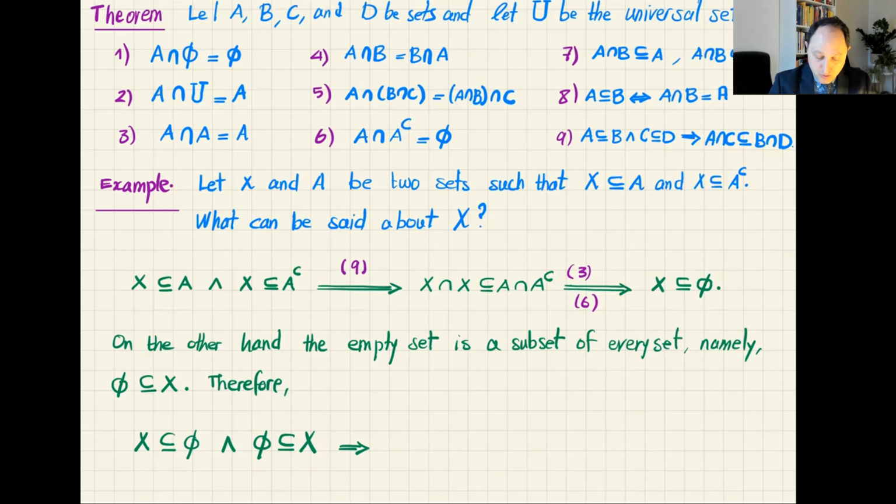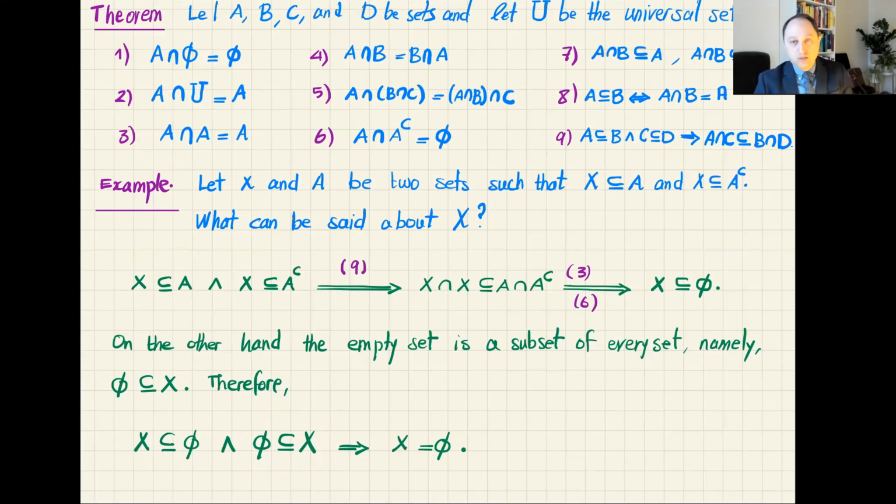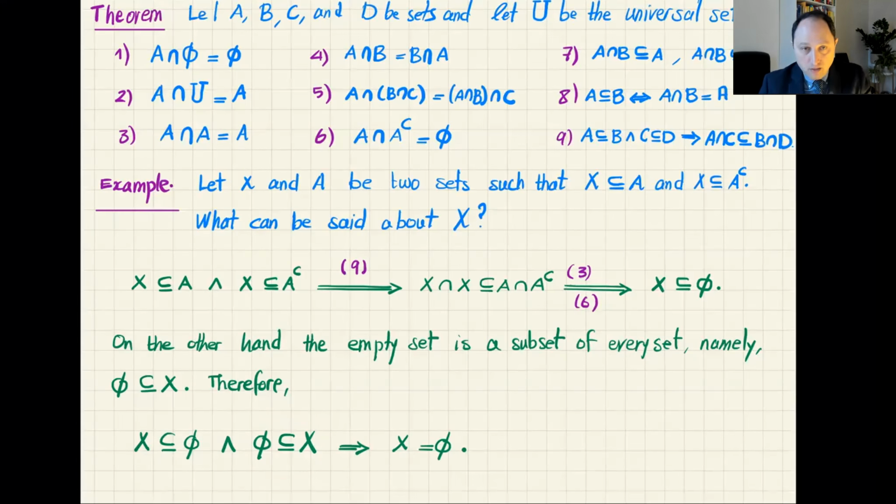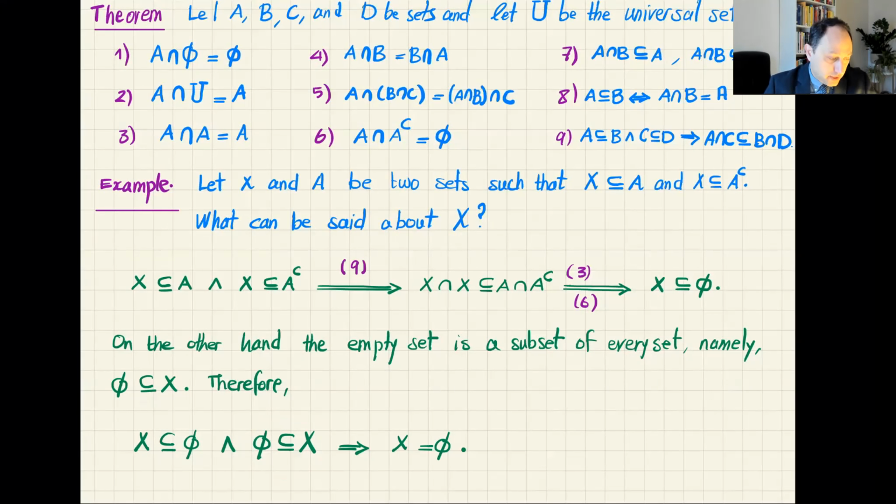So now I have two sets. Each one of them is a subset of the other one. So therefore, I can immediately conclude that X is the empty set. So that's a rigorous way, one rigorous way of showing that X is the empty set, as you were able to guess. Any questions?